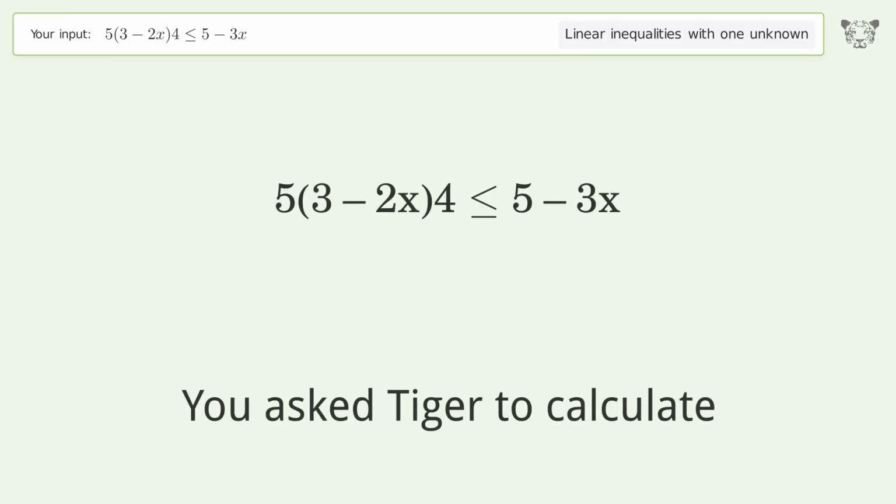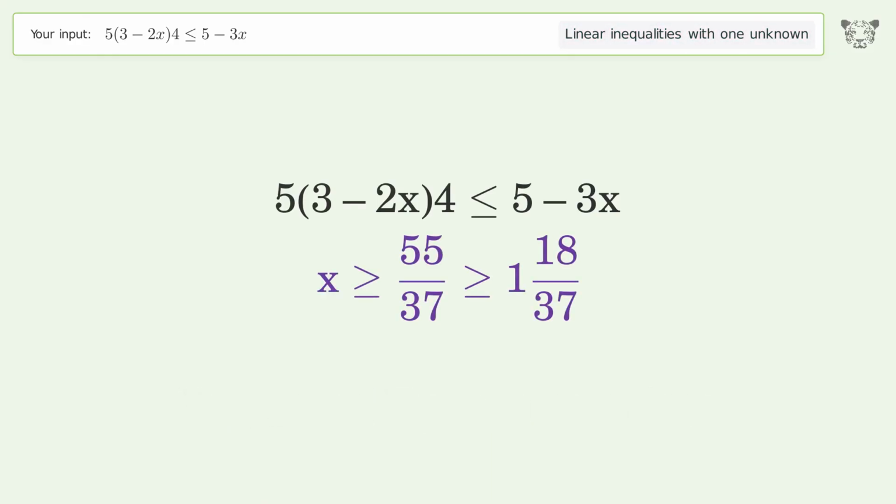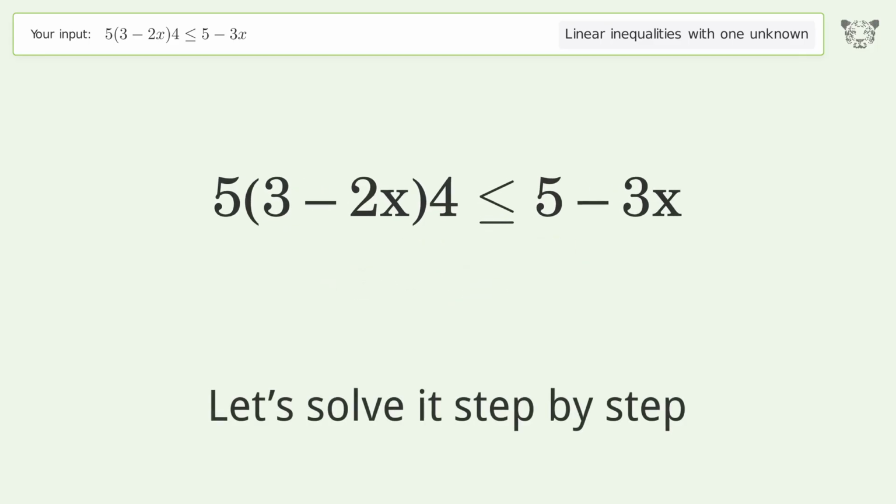You ask Tiger to calculate. This deals with linear inequalities with one unknown. The final result is x equal or greater than 55 over 37 equal or greater than 118 over 37. Let's solve it step by step.